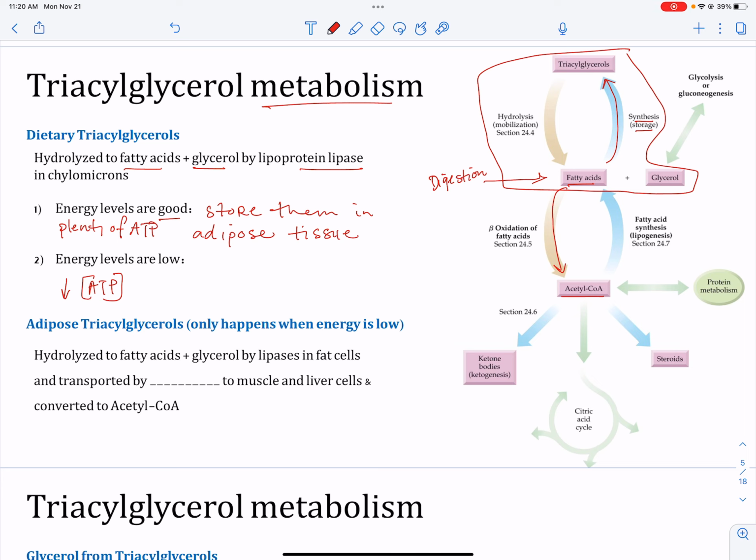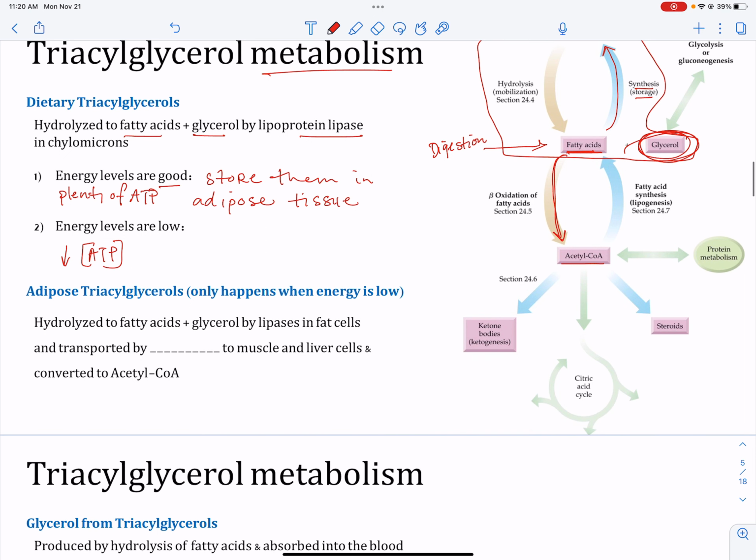Okay, but that's just the fatty acids. The question is, what happens to glycerol? If we have the breakdown of a triacylglycerol from digestion, it gives us fatty acids and glycerol, and we're just taking fatty acids to convert to acetyl-CoA. We would have a leftover amount of glycerol, and we don't want to waste anything. So what happens to glycerol? We'll talk about that on the next slide down. Okay, that's going to be converted, eventually, or used in glycolysis.